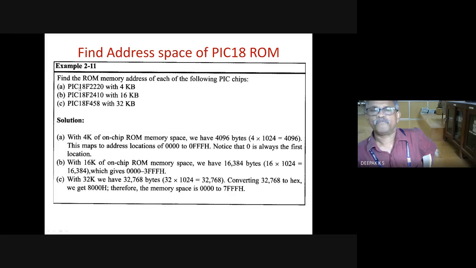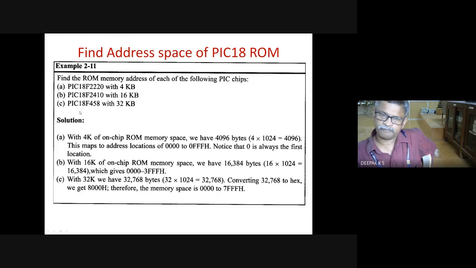So find the ROM memory address of each of the following PIC chips. Here, if the memory is only 4 KB, which is 4096, then the address location would only be this one, 0000 to 0FFF. You can map this. If the memory is higher, you would have a larger address space, and if the memory is this many KB, you have this address space.